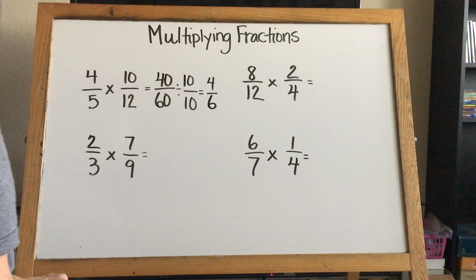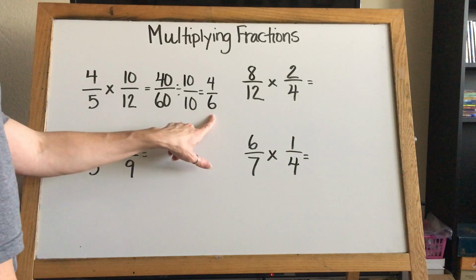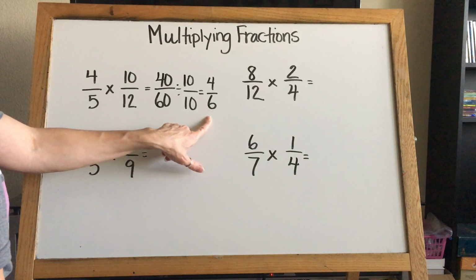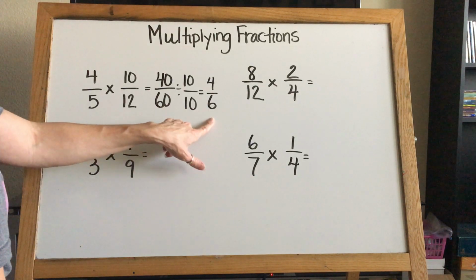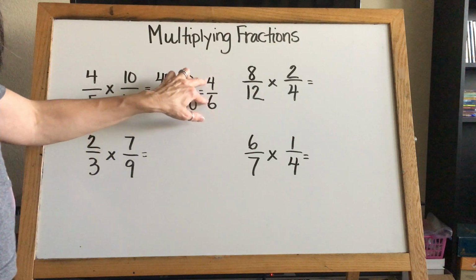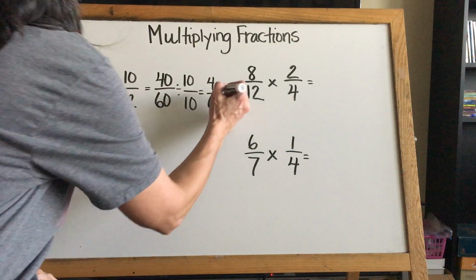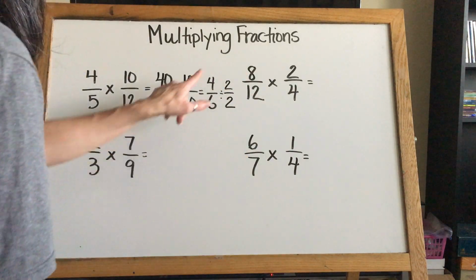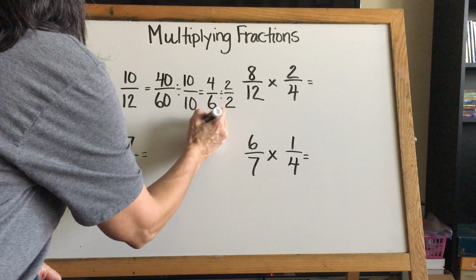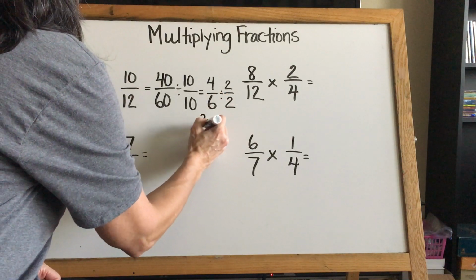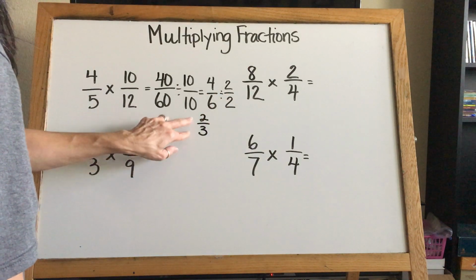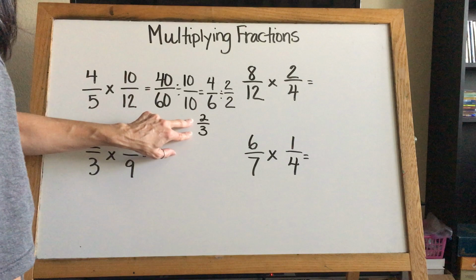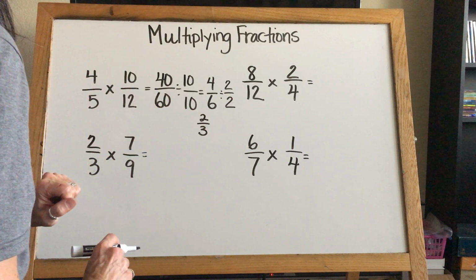But are we done? No, we're not done, because 4 and 6 are both even. So what can we still divide this by? Both of these numbers still have 2 in common as a factor. So we're going to do divided by 2 over 2. Okay, 4 divided by 2 is 2. 6 divided by 2 is 3. This fraction we know is in lowest terms because it's 1 away, so we know we're finished, okay?